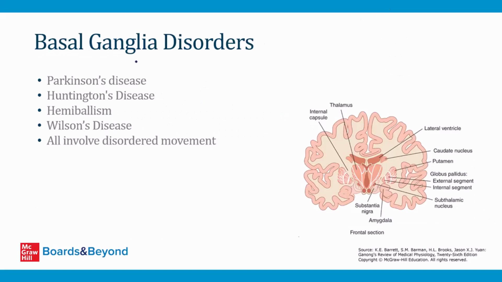So shown on this slide are some of the classic disorders involving the basal ganglia. The two big ones are Parkinson's and Huntington's disease. Others are hemiballism and Wilson's disease, and they all involve disordered movement. In this video, I'll just talk about the first two because these are sort of classic examples of overactivity or underactivity of the basal ganglia.